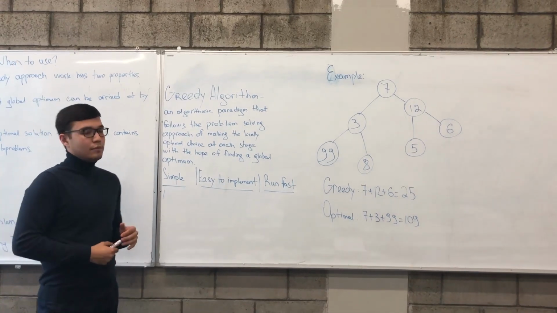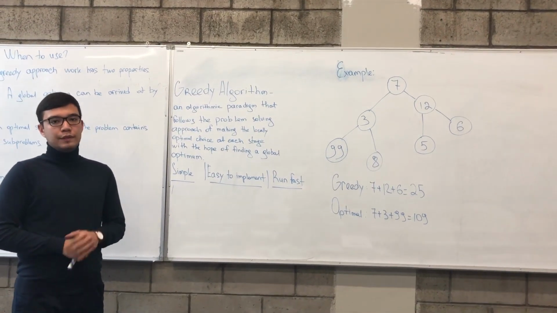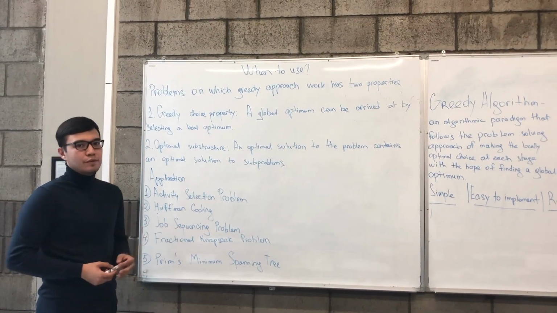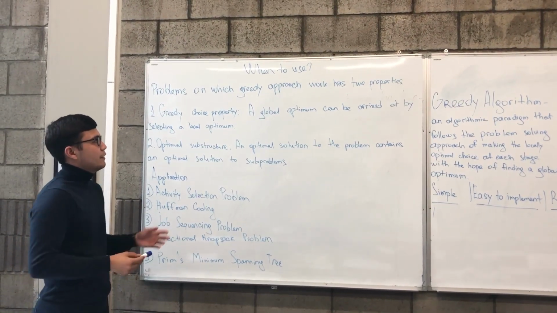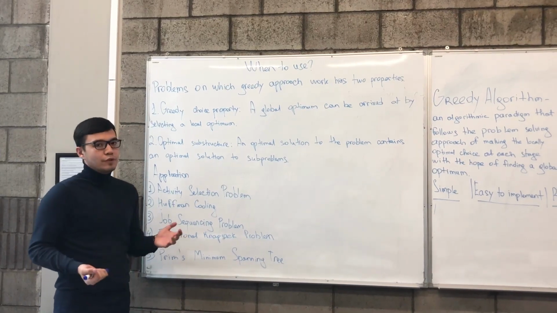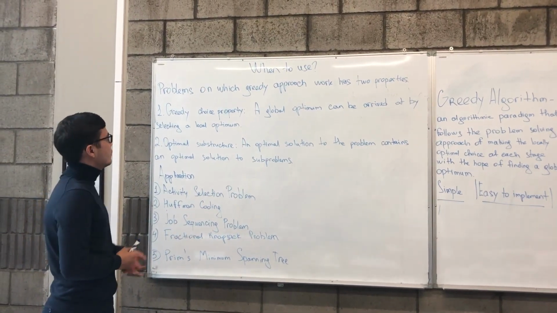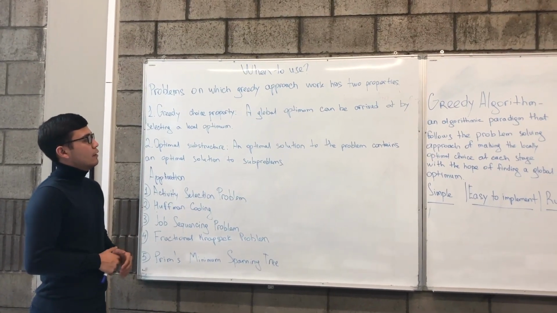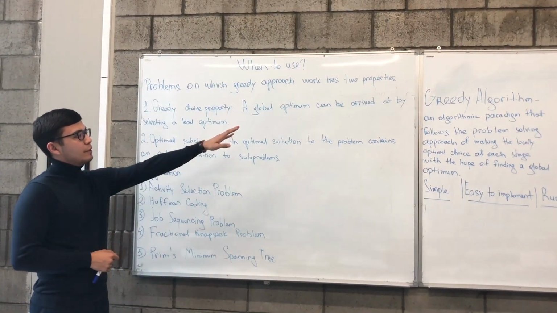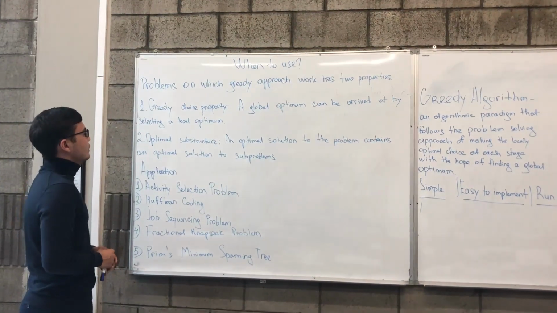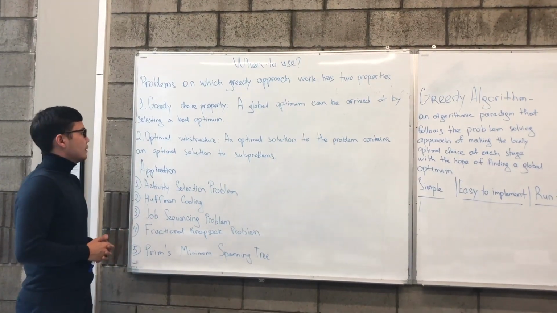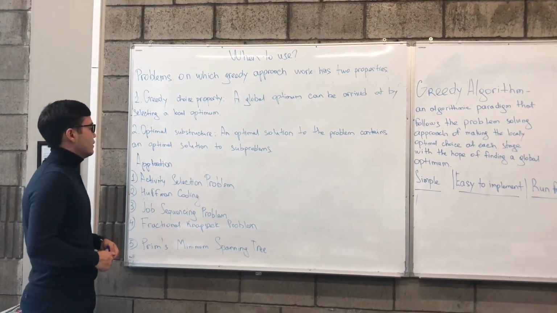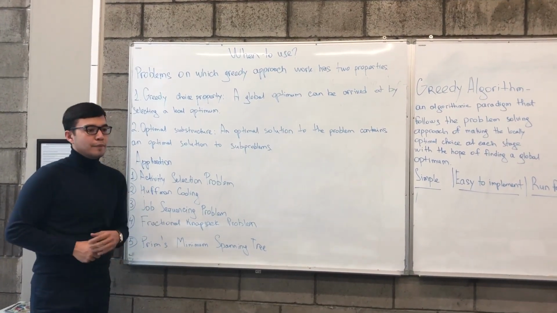So let me explain when we can use the greedy algorithm. First of all, the greedy approach has two properties. The first one is the greedy choice property, which means that the global optimum can be arrived at by selecting a local optimum. The second one is optimal substructure: an optimal solution to the problem contains optimal solutions to the subproblems.